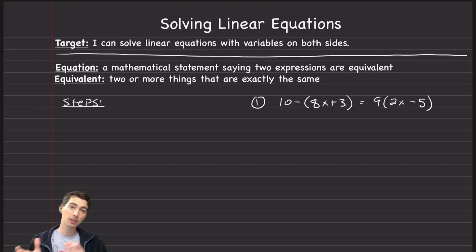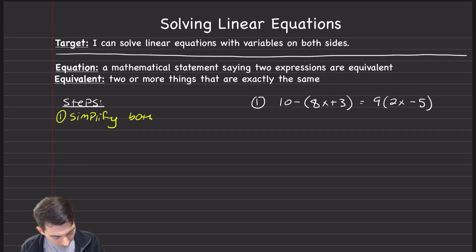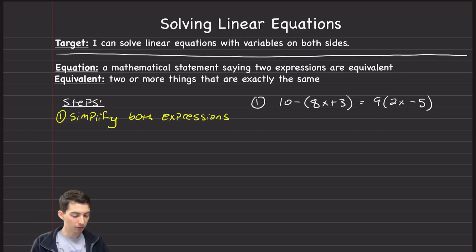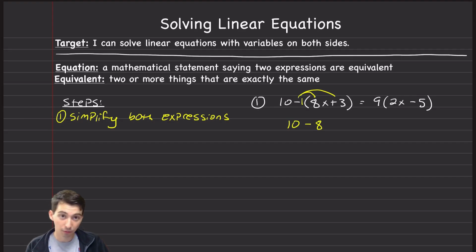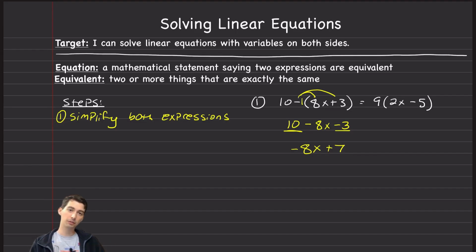Our first step is we want to make sure that both sides of the equal sign, both expressions, are as simplified as they possibly can be. So let's do that. On the left, I have these parentheses, and I have this -1 outside the parentheses. So I'm going to distribute that in: -1 times 8x would give me -8x. Then -1 times 3 would get me -3. And now I can combine these like terms, the 10 and the -3, to get 7. So that's my simplified expression on the left.